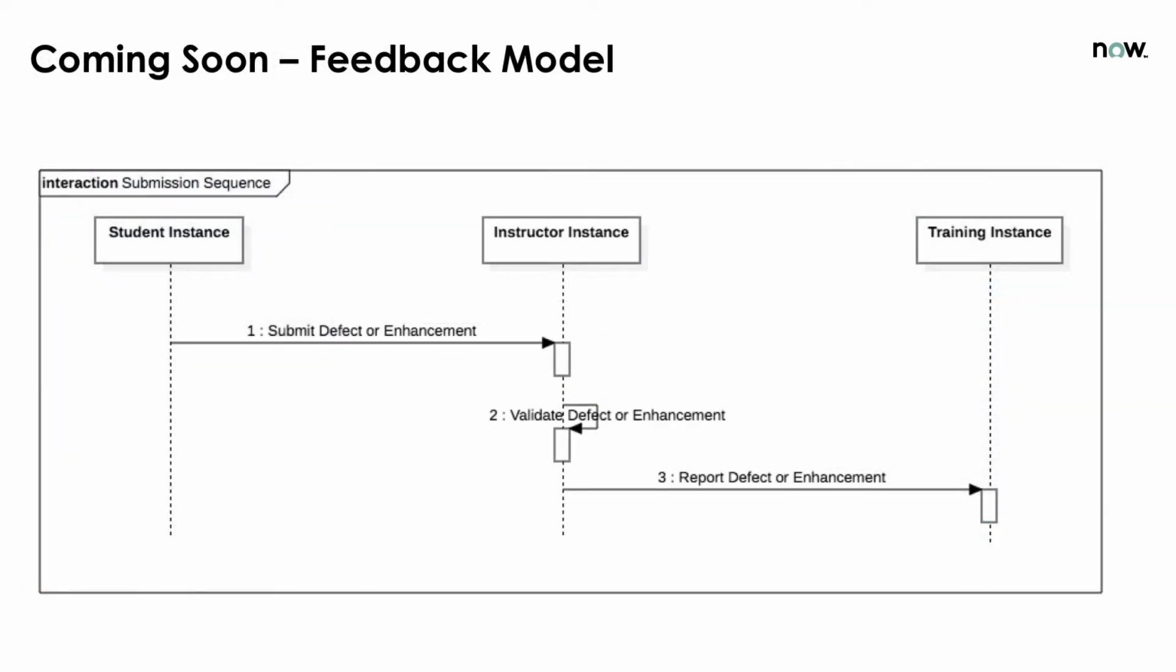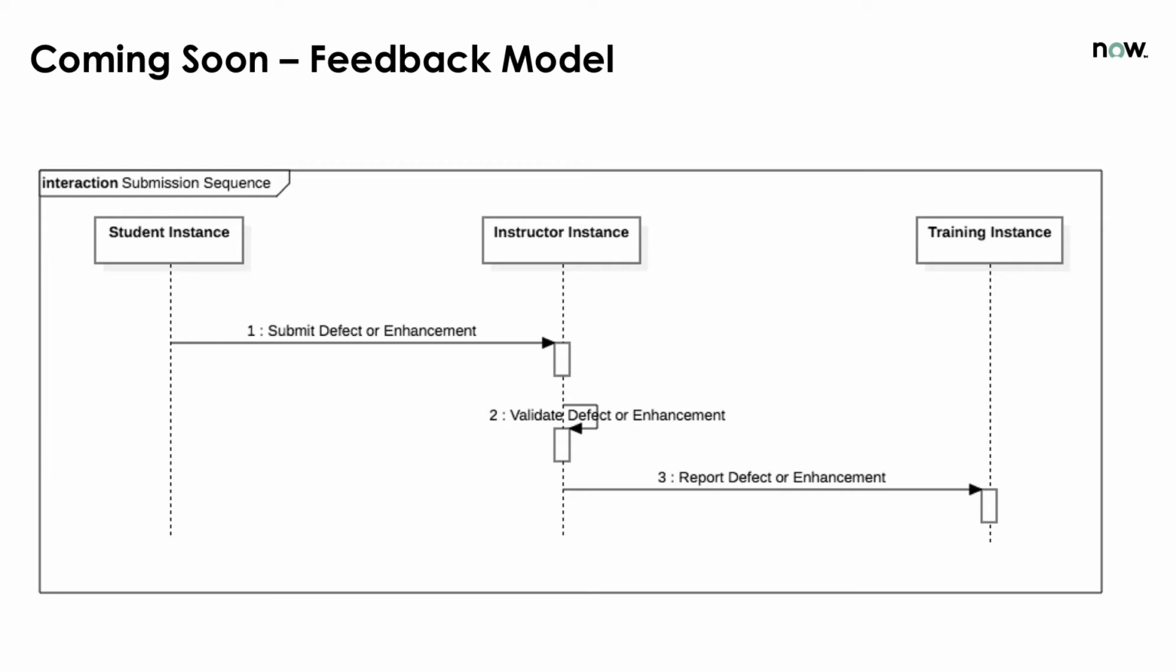I am working on a new feedback model that will allow us to submit enhancements or defects straight from the student instance. This will first go to your instructor instance, where I'd like to ask each of you to validate this. Many of the defects or enhancements that students submit may not actually be defects at all or enhancements. So you use your skills, and if the defect is just something that they've misinterpreted or are doing wrong, you can address that with them. Same thing with the enhancement.